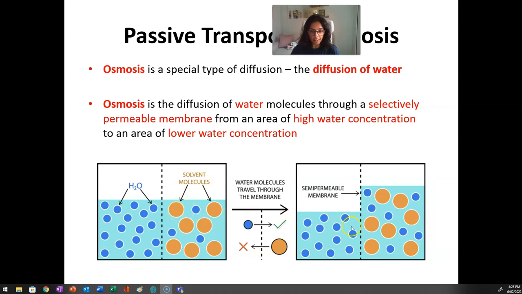When we look at the next picture over here, we can see that the volume of water on the left has gone down because of osmosis. Water has moved from an area of high water concentration to an area of lower water concentration. So the volume on the right has gone up because there are now more water molecules. So what we have on the right is more water molecules in the same volume.